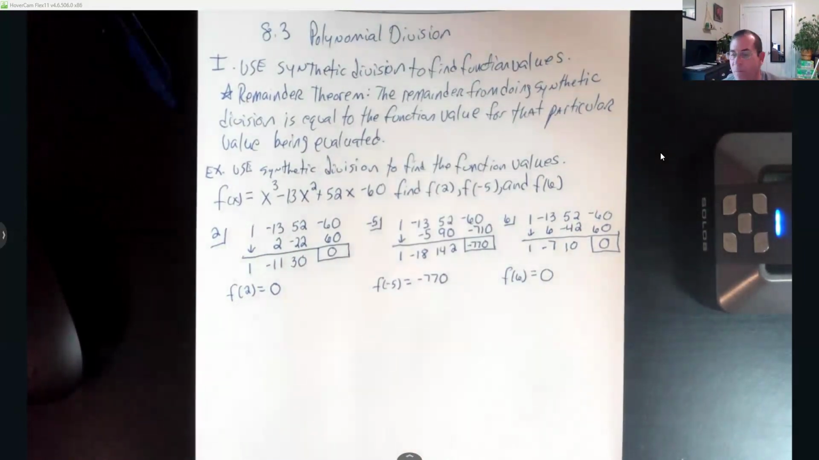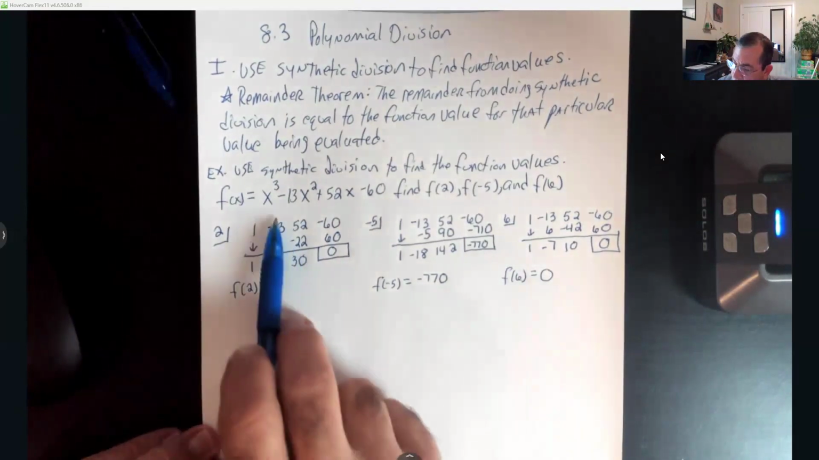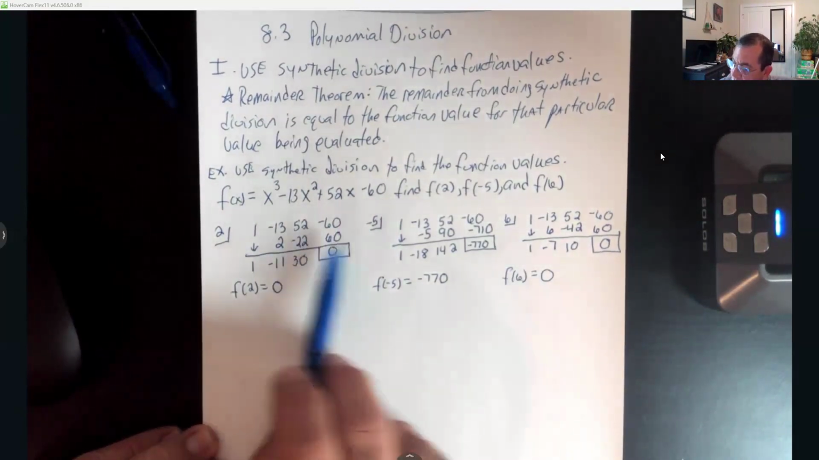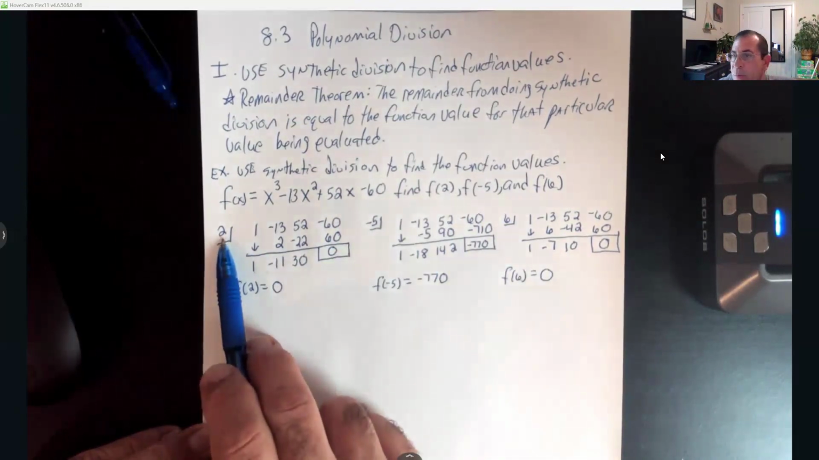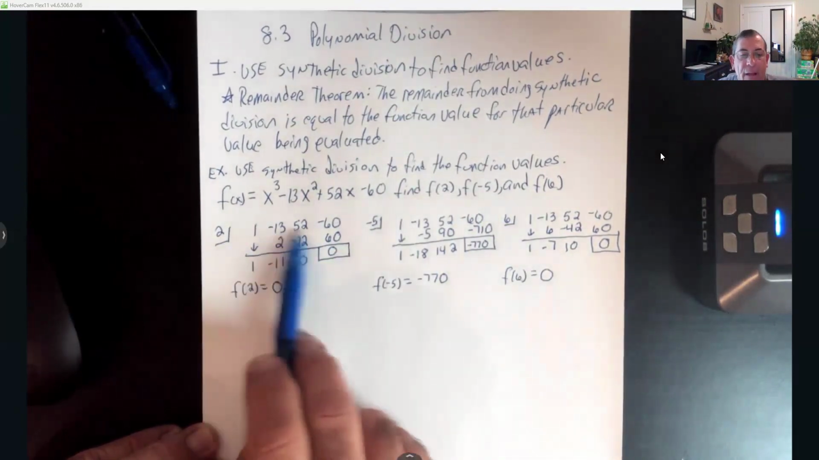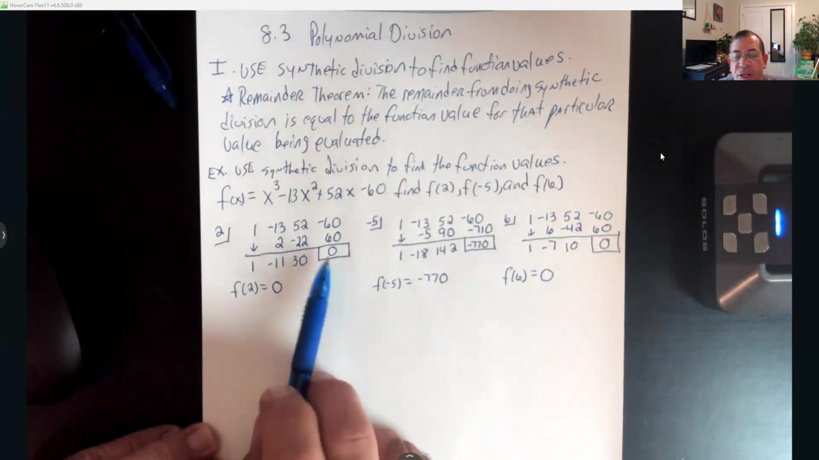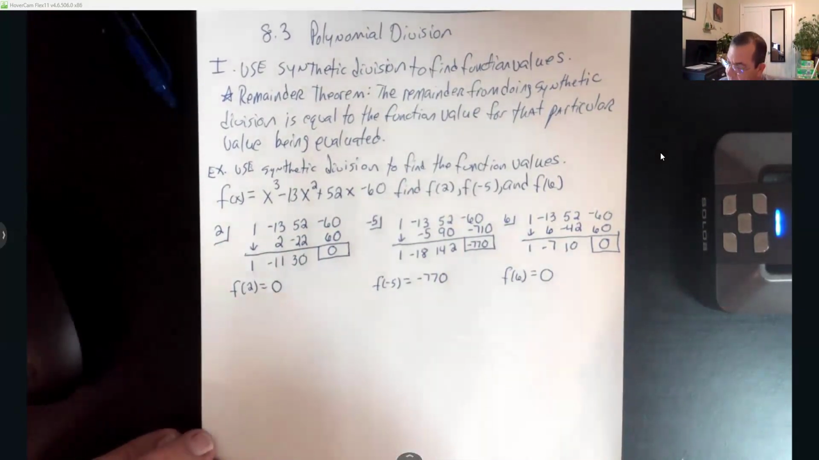So y'all, that's the trick on finding function values. Write out your coefficients, the number you're wanting to evaluate, that becomes your c technically, and then you run through synthetic division until you get to that remainder, okay?